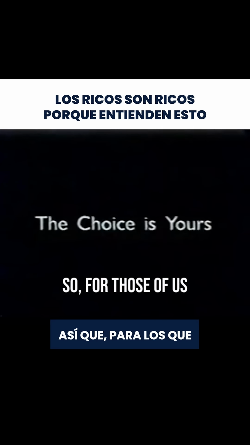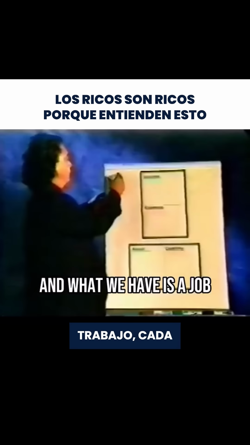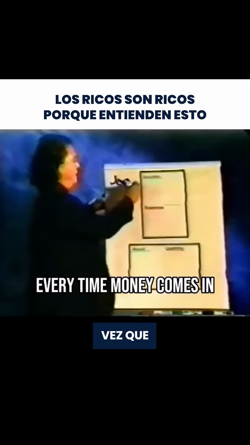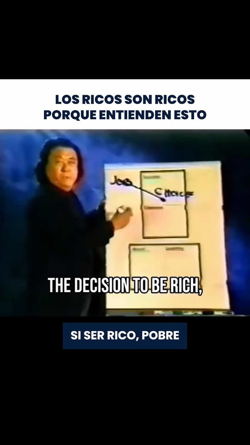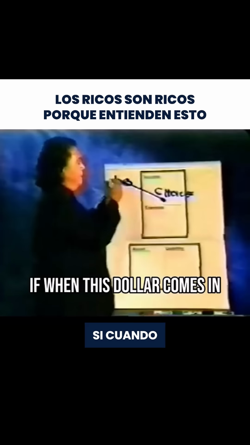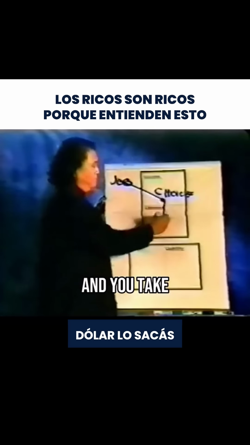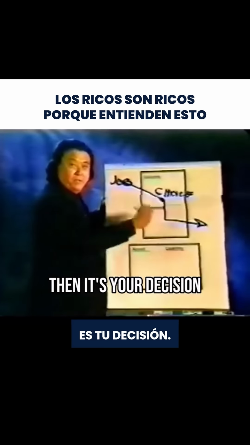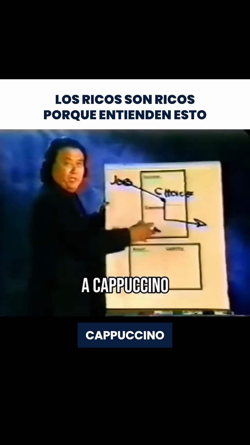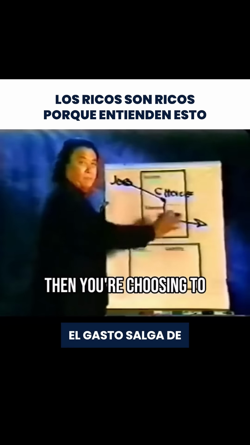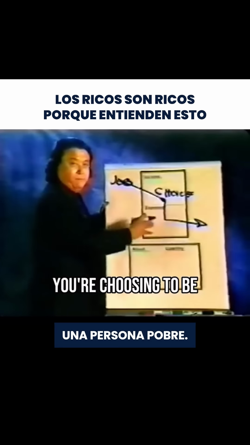So for those of us who weren't born rich and what we have is a job, every time money comes in, this is the point of choice. This is where you make the decision to be rich, poor, middle class. If when this dollar comes in you take the dollar out this way, then it's your decision. If you go and buy yourself a new t-shirt, cappuccino, a new lunch, then you're choosing to expense it right out. You're choosing to be a poor person.